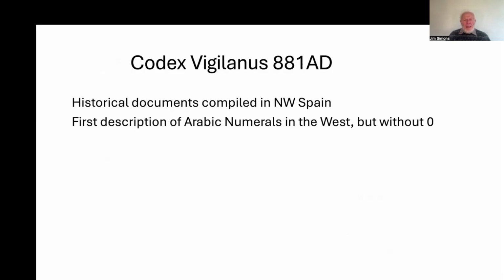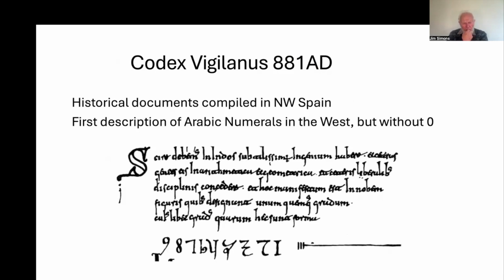The first appearance of Arabic numerals in Europe, apart from in Islamic Spain, so this is in what you might call Christian Spain, in the northwest of Spain, is in this document from a little bit later. And here they're described, but without the zero, which is rather odd, because they're not much use without the zero, really, are they? You can't really write numbers if you haven't got the zero digit.